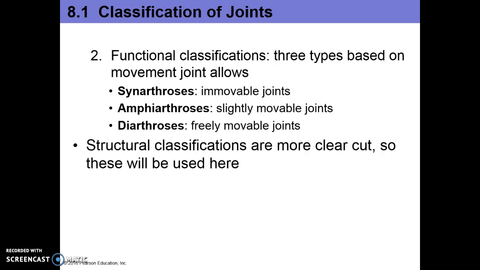The second one is functional classifications, and there are three types based on the movement the joints allow. So immovable joints are synarthrosis. Amphiarthrosis is slightly movable joints, and diarthrosis, those are the ones that are freely movable joints, better known as synovial joints. The structural classifications are more clear-cut, so we'll use those instead.